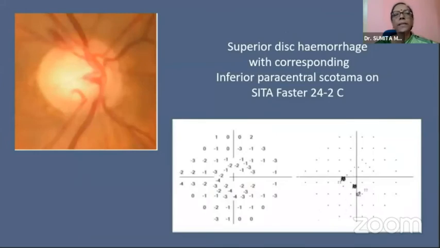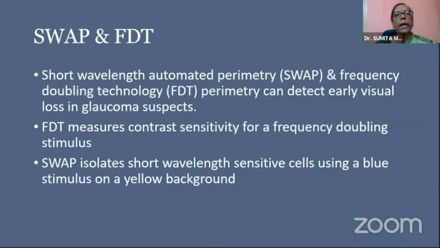Like in this case, there is a superior disc hemorrhage and a corresponding inferior decrease in visual sensitivity. So this can be missed if we do 24-2 alone. Software augmented perimetry and FDT are two other tests which can detect glaucoma earlier and can detect the conversion of the glaucoma suspect to glaucoma earlier. But some also debate this, because they may not be earlier than standard automated perimetry.